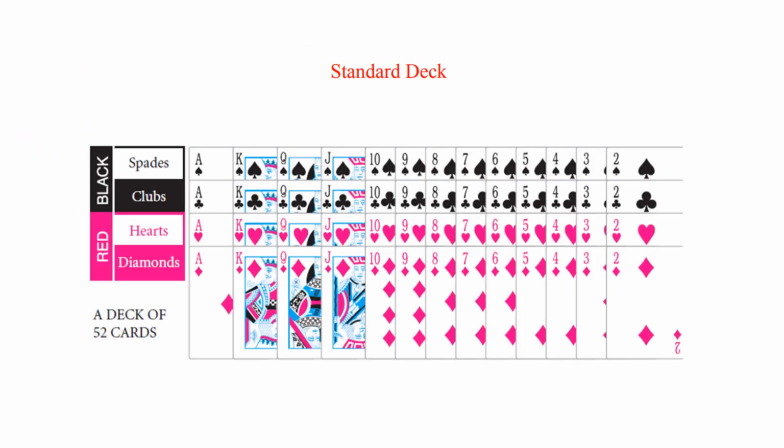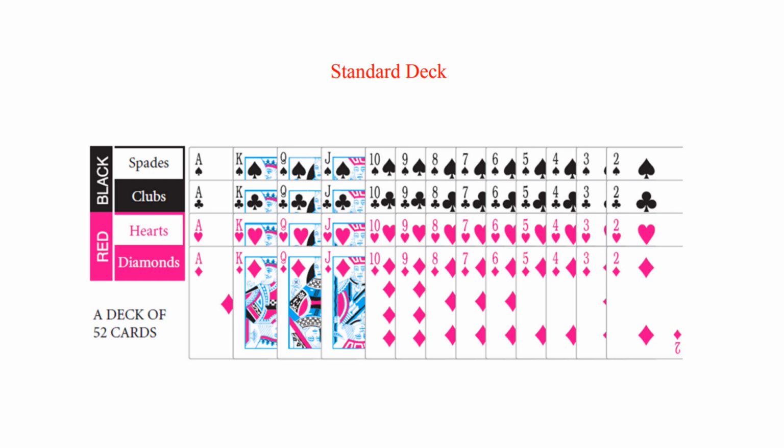Next we talk about a standard deck of cards. Standard means here we don't need to consider jokers. There are 4 types: spade, clubs, hearts, diamonds. Totally 4, and 2 are in black color, and another 2 are in red color.